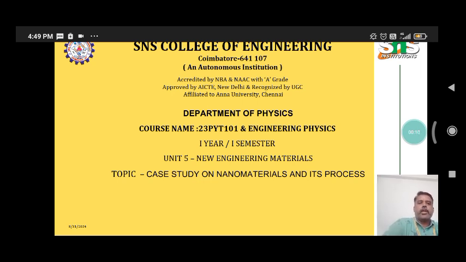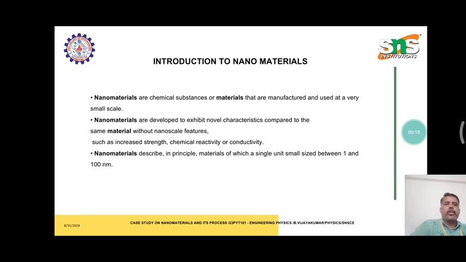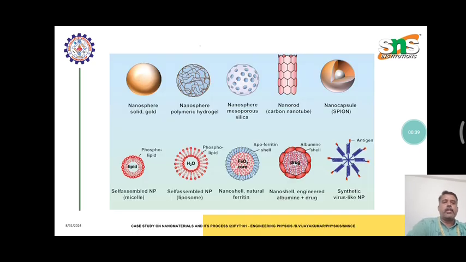The next topic is a case study on nanomaterials and their processing. It comes under the new engineering materials unit. In the introduction, we already discussed that the material is minimized to the range of 1 to 100 nanometers. That is called a nanomaterial. When minimized to this size, its strength, reactivity, and conductivity are all increased compared to normal materials.